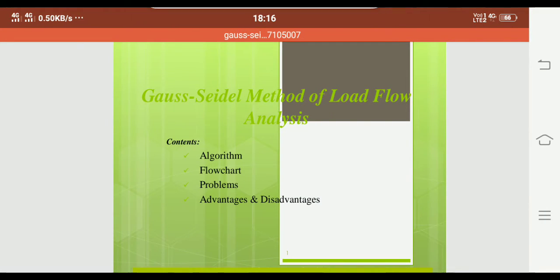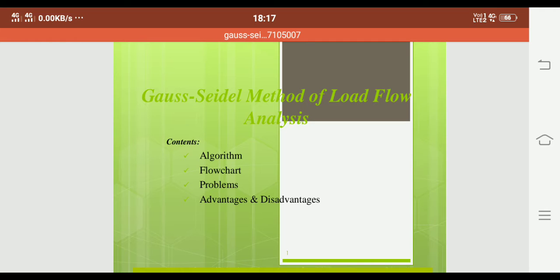Hello friends, in today's class we are discussing the Gauss Seidel method. In the previous video we discussed what load flow analysis is. This is the study of getting a solution for different load flow equations by performing iterations. Those equations are used to learn about the stability of a system. Gauss Seidel is one of the methods you use to get the solution for load flow equations by performing iterations.